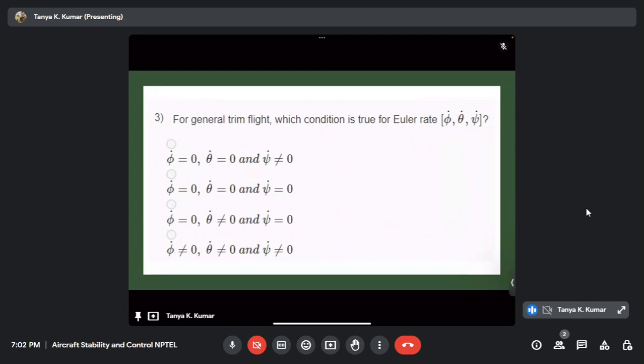For general trim flight, which condition is true for Euler rates? Phi dot, theta dot, psi dot. Which condition is true for trim flight? What was the trim condition? Sir had dealt with this explicitly in the lectures. He had in fact told this very condition. For trim, what are the only two conditions required as far as Euler rates are considered?